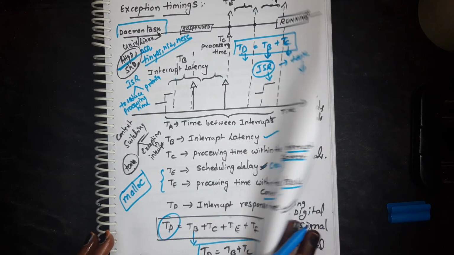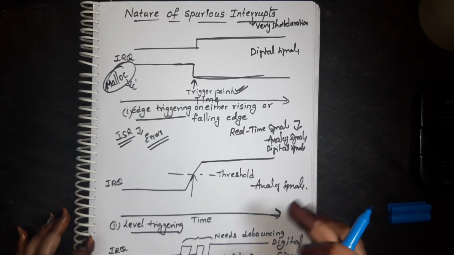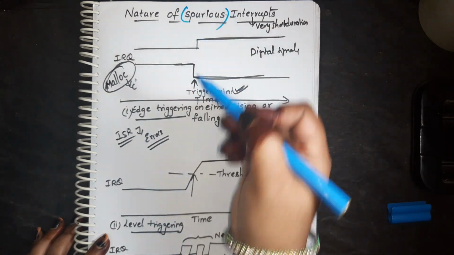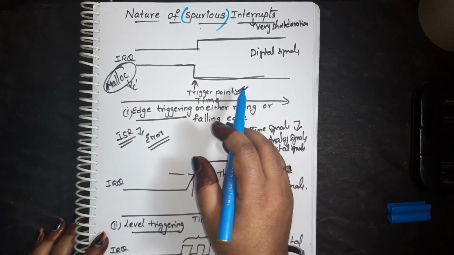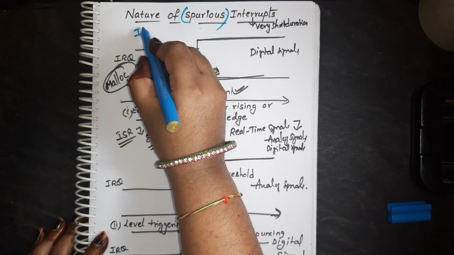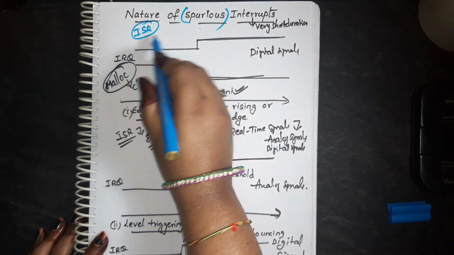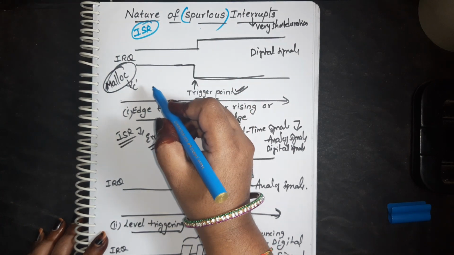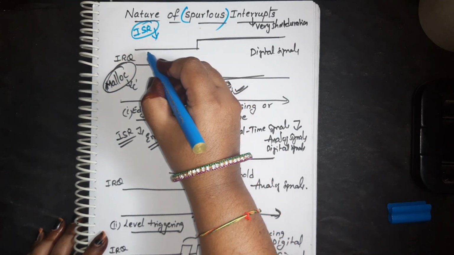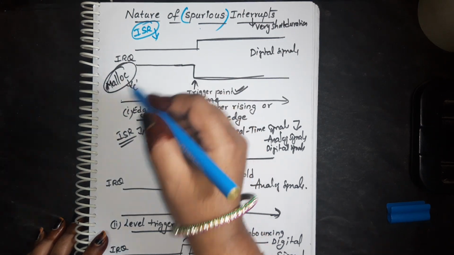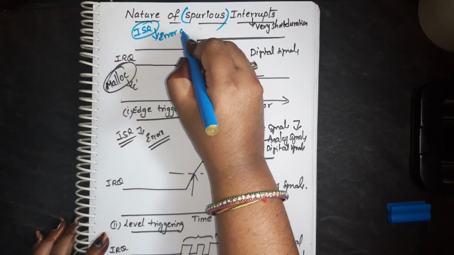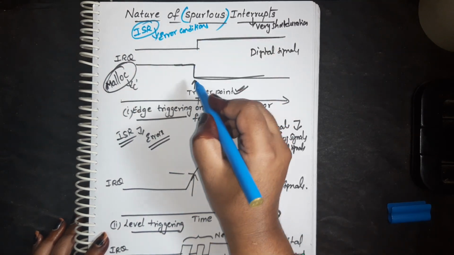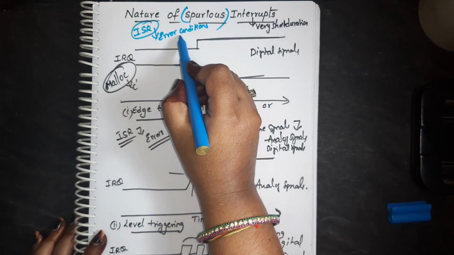And next we are moving to the next concept, called the nature of spurious interrupts. Whenever spurious interrupts occur, generally whenever any interrupt occurs, it is handled in the interrupt service routine section. During the execution of instructions in the interrupt service routine, if any problem occurs, or it detects any kind of unknown error conditions, automatically it leads to a critical system.